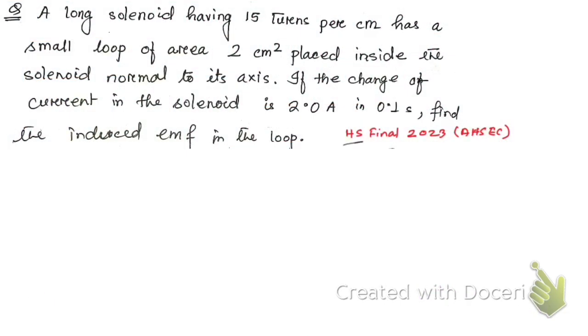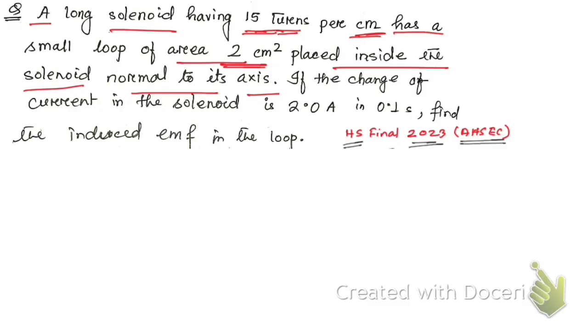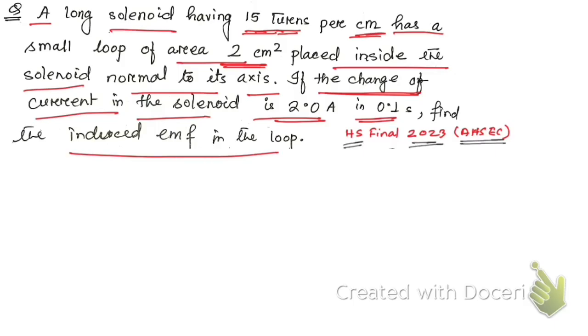This question was asked in the 2023 AHSEC final examination under the Assam Higher Secondary Education Council. A long solenoid having 15 turns per centimeter, that means turns per unit length is 15 per centimeter, has a small loop of area 2 centimeter square, placed inside the solenoid normal to its axis. If the change of current in the solenoid is 2 ampere in 0.1 second, find the induced EMF in the loop.